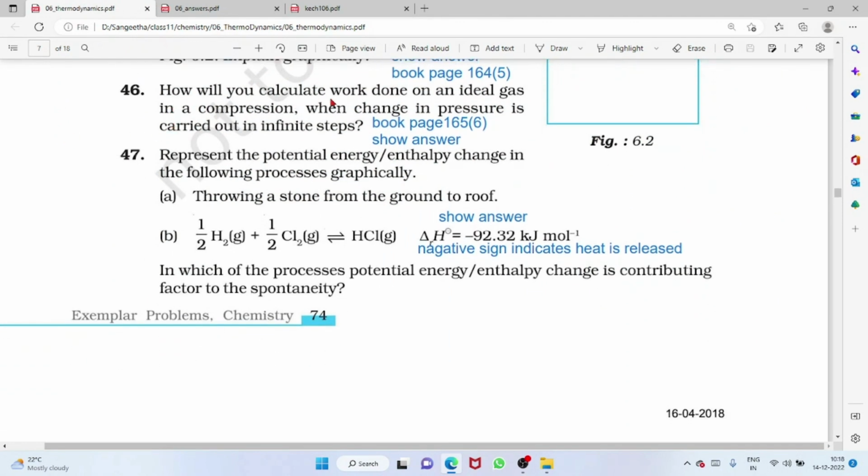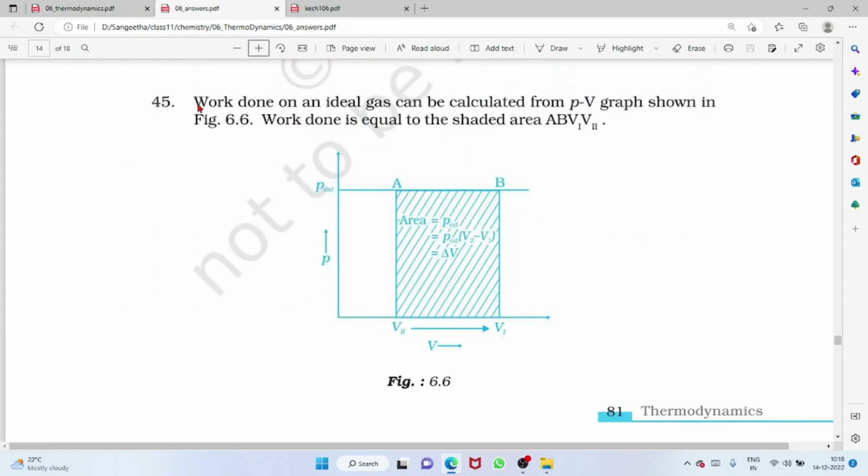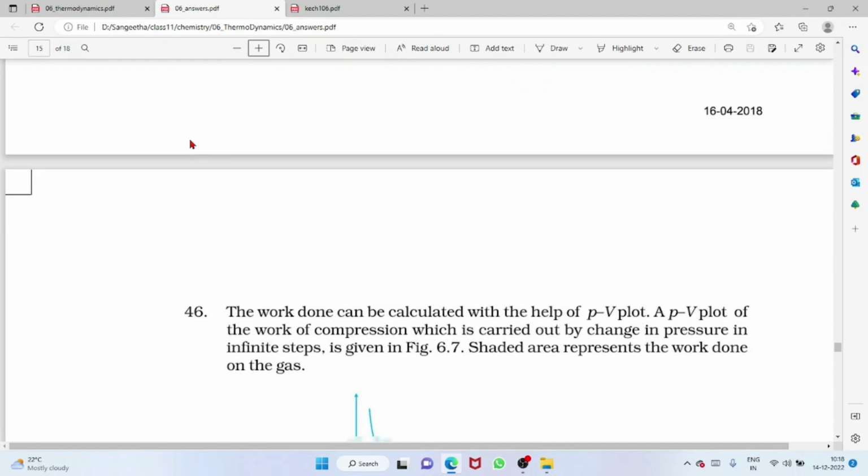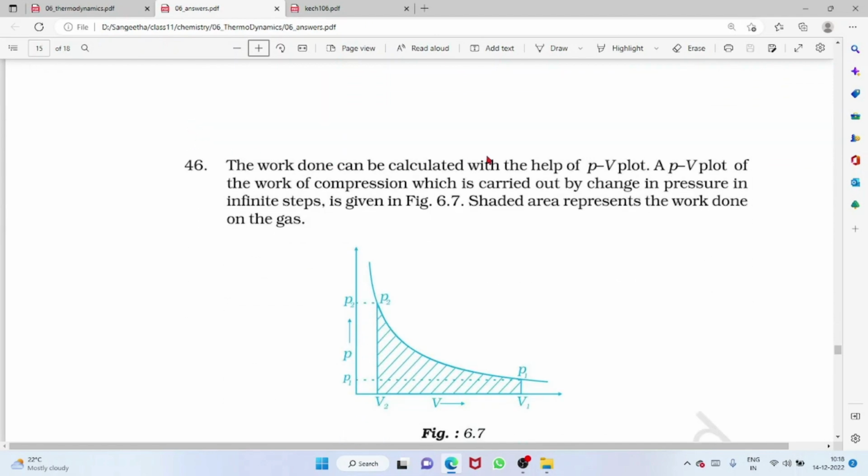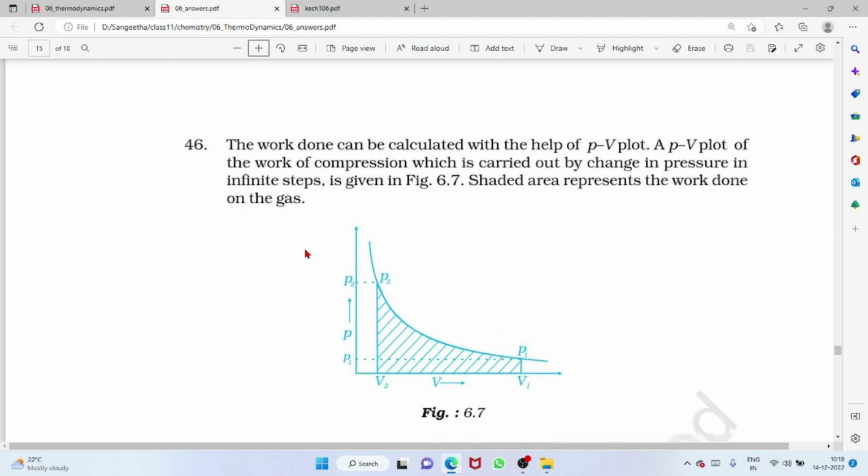How will you calculate the work done on an ideal gas in a compression when the change in pressure is carried out in infinite steps? Infinite steps. Okay, 46. Work done can be calculated with the help of the pressure-volume (PV) plot, for the compression carried out by change in pressure in infinite steps. The shaded area in the figure represents the work done.